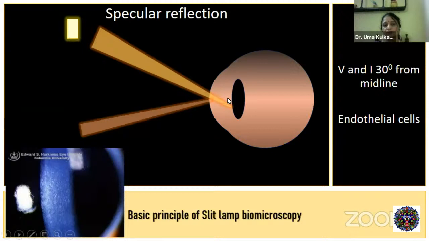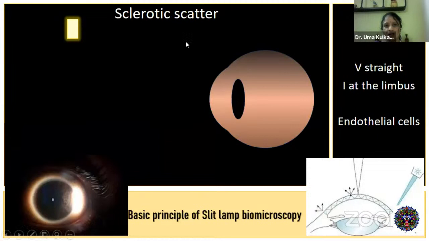So when you scan through the areas of the cornea at one point, you will suddenly see a bright image coming out, and that is from the endothelium or even the epithelium, endothelial cells, which is responsible for the specular reflection. That is the angle at which the incident ray and the reflected ray become equal, and you see a nice glow from the endothelium. If you increase the magnification, you could even identify to a great extent the endothelial cell structure.